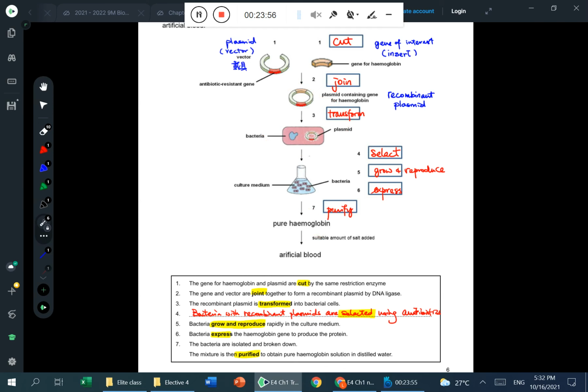Second idea, to solve this problem, a selection marker like antibiotic resistant gene is utilized. These selection markers are present in the plasmids so that we can add antibiotics into the culture medium to kill the non-transformed bacteria so that only the transformed bacteria can grow and reproduce. Third idea, what's the ultimate goal of this? The ultimate goal is to improve the yield of protein.